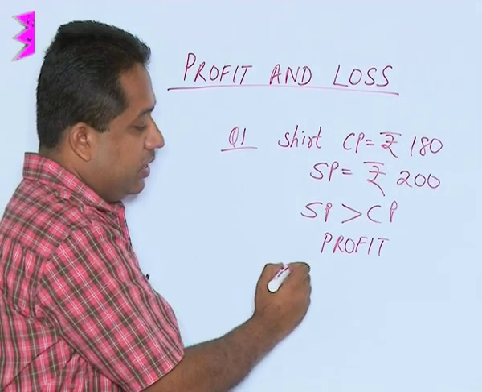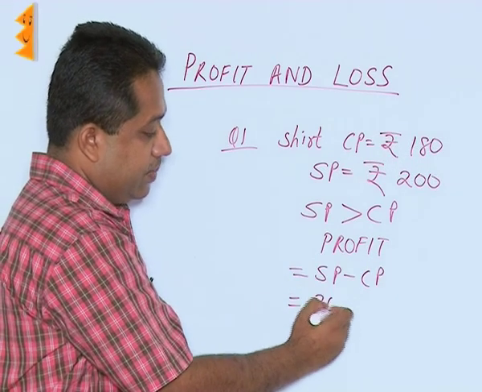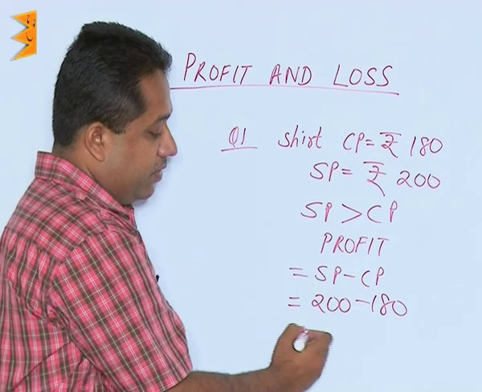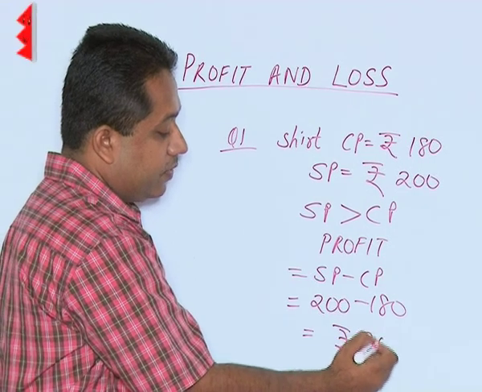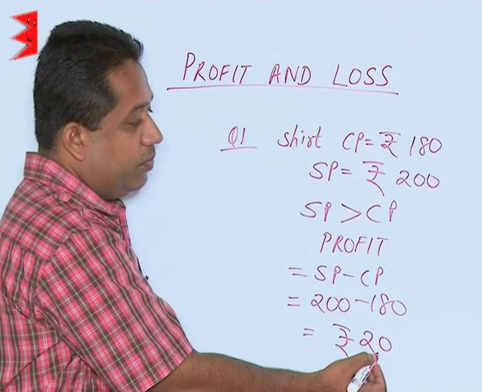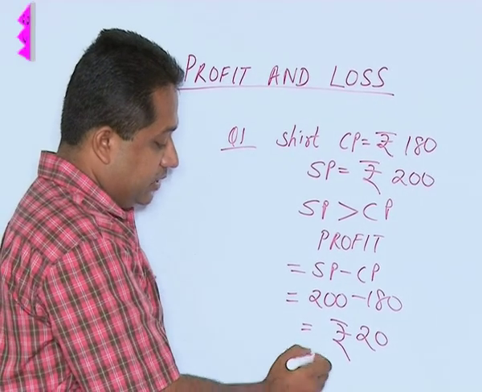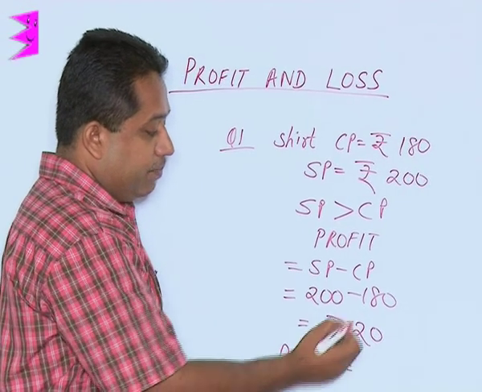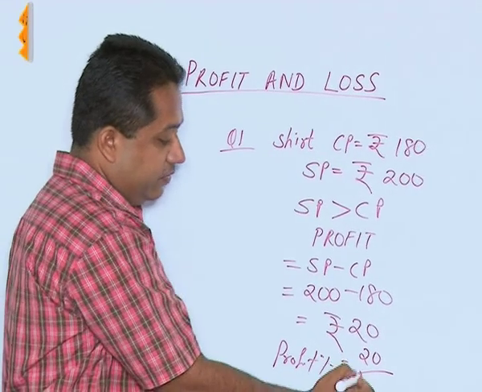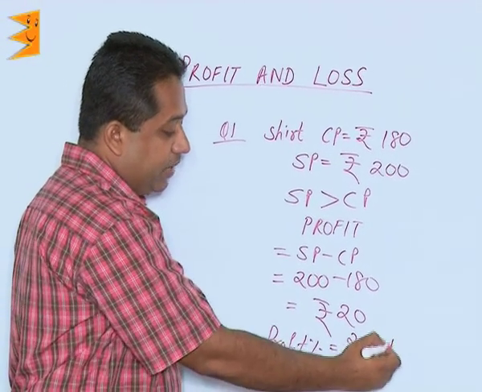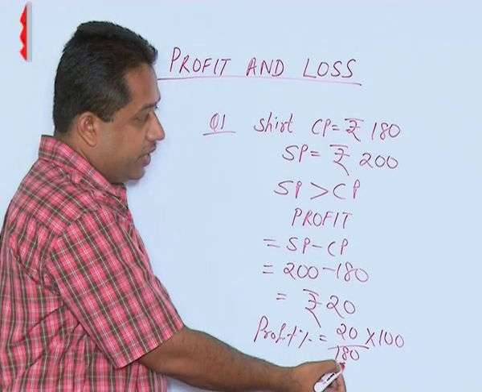So what is the profit? The profit is equal to SP minus CP, and SP is 200 minus 180, and therefore we can say his profit is 20 rupees. So therefore when the profit is 20 rupees, we want to find out the profit percent. We can say profit percent is equal to the profit, well the profit here was 20, upon the cost price, which is equal to 180, multiplied by 100. So we have profit percent is profit upon the cost price into 100.